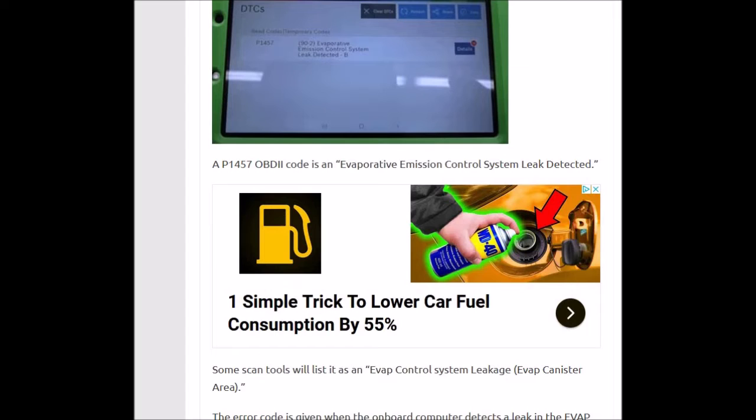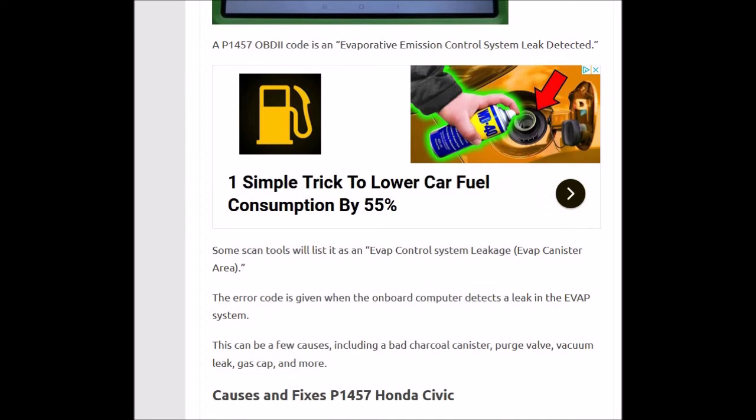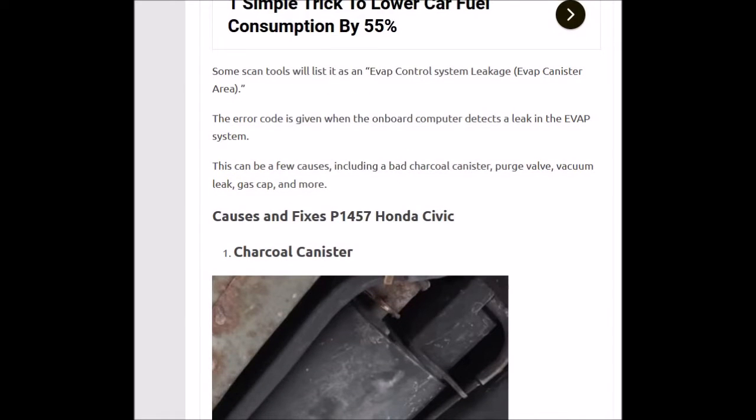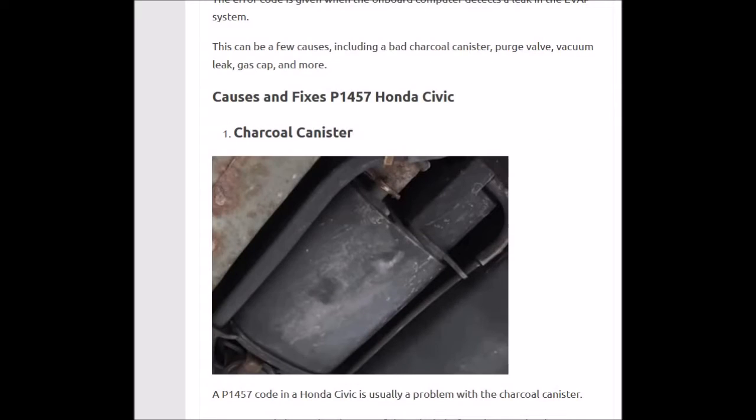A lot of OBD scan tools will give that. You can also say evap control system leakage, evap canister area, and it's an error code that the onboard computer, the ECM, gives when it detects an evap leak around the canister. So what are the most common causes and fixes?